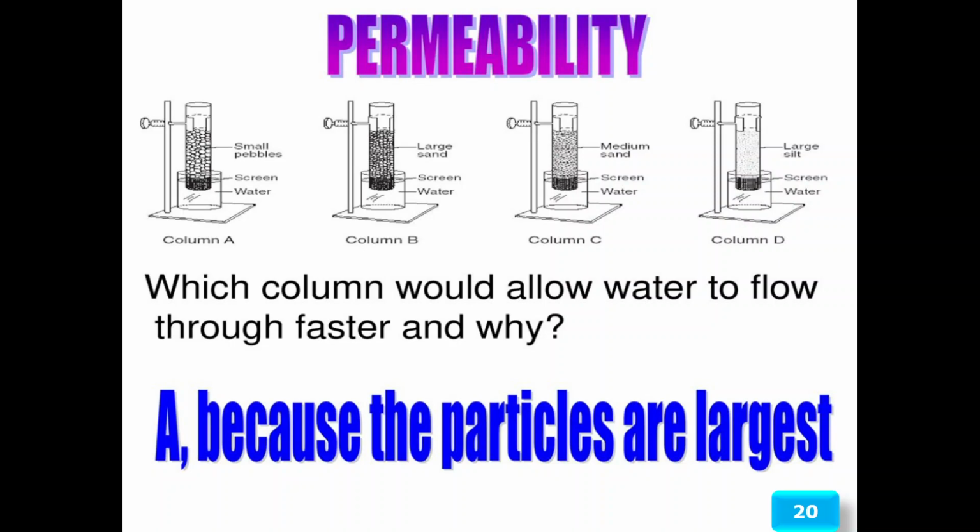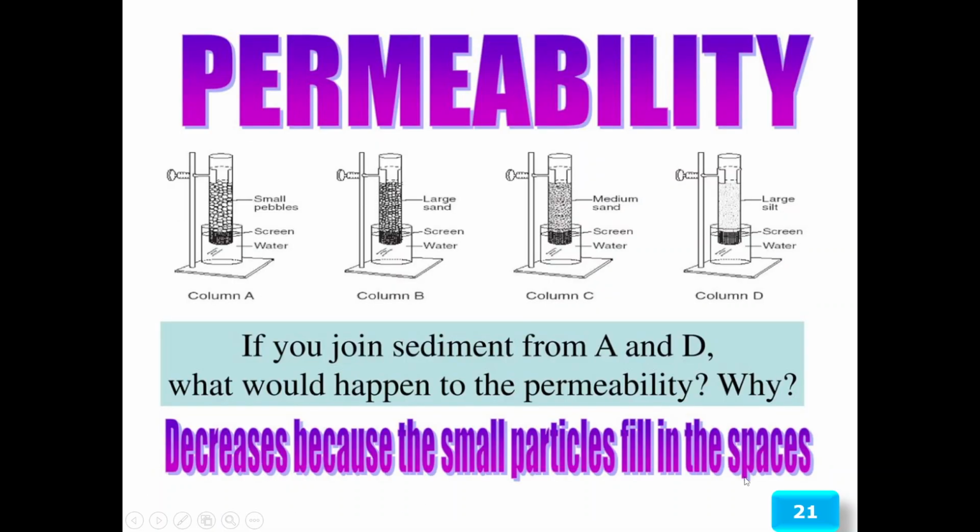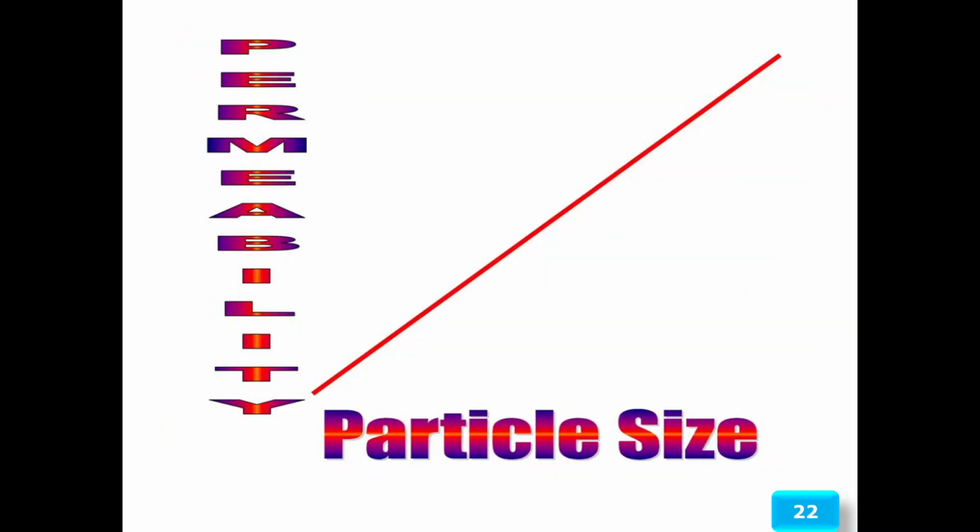Like permeability, which column would allow water to flow through fastest, and why? Column A has small pebbles with a screen and water, column B has large sand, column C has medium sand, and column D has silt particles. The answer is A. Why? Because the particles are largest. If you join sediment from A and D, what would happen to permeability and why? It decreases, because the small particles fill in the spaces from A and D. So permeability and particle size are correlated.